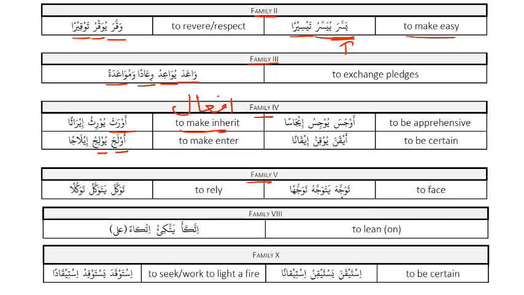Family 5, tawajjaha, yatawajjahu, tawajjuhan. This means to face somebody. And in Urdu, when we say tawajjuh, that means to pay attention, which means you face somebody so you can pay attention. Tawakkala, yatawakkalu means to rely on someone. And then family 8, ittaqa, yattaqi. This is bab ifti'al. And family 10 is istansara, yastansiru. So that is bab istif'al. All right, so these are some babs and their words.